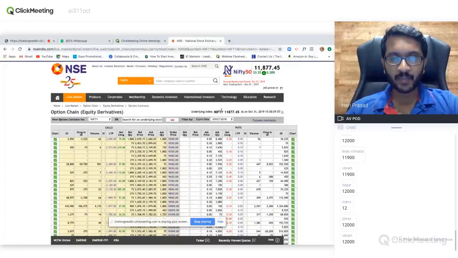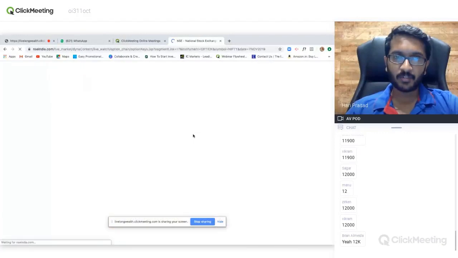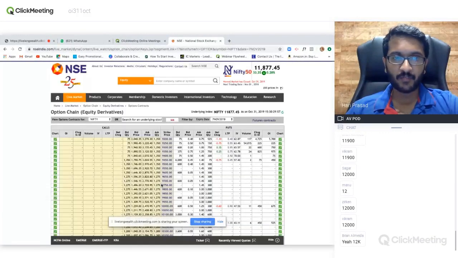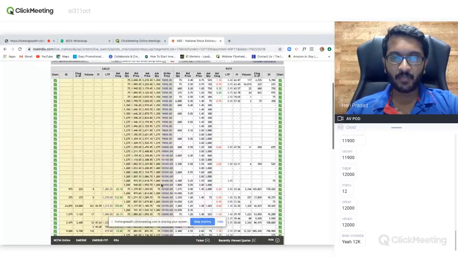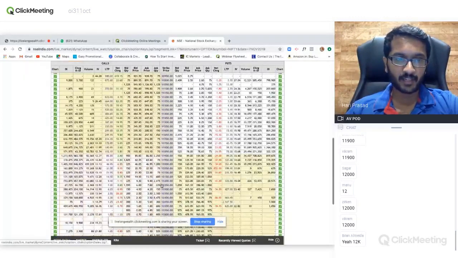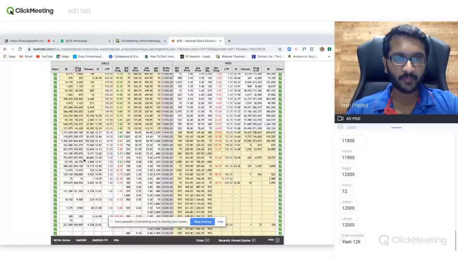Okay, over here the expiry date was 31st October. So let's switch to 7th November. Where do you guys see the maximum number of contracts existing? Just look at this table now. In which table do you see the maximum number of active contracts existing?